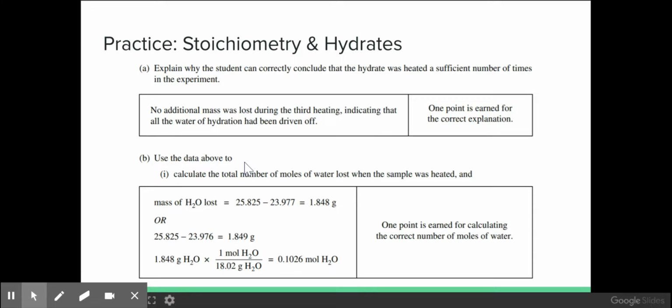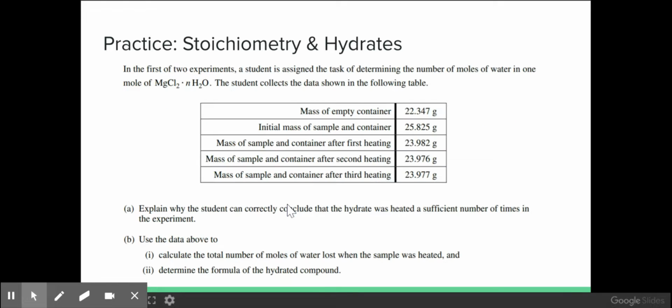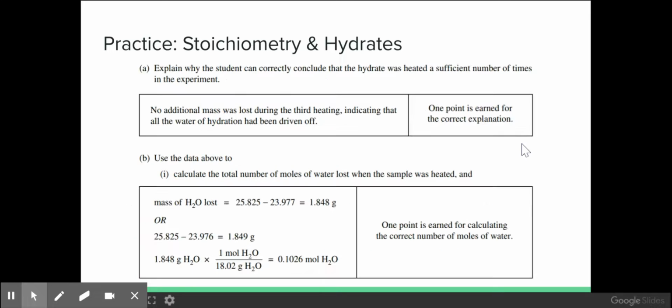Then for letter B, we're tasked with finding the total number of moles of water that was driven off in the sample as the first part of letter B. So going back to the data table, we can grab one of our final masses, either from the second or the third heating, take that mass away from our initial sample with the container, and that should give us the total number of grams of water that was driven off. Using a simple conversion factor to get it into moles, you should come up with 0.1026 moles of H2O. That's 4 significant figures, but really the only point that is earned is for calculating the correct number of moles of H2O.